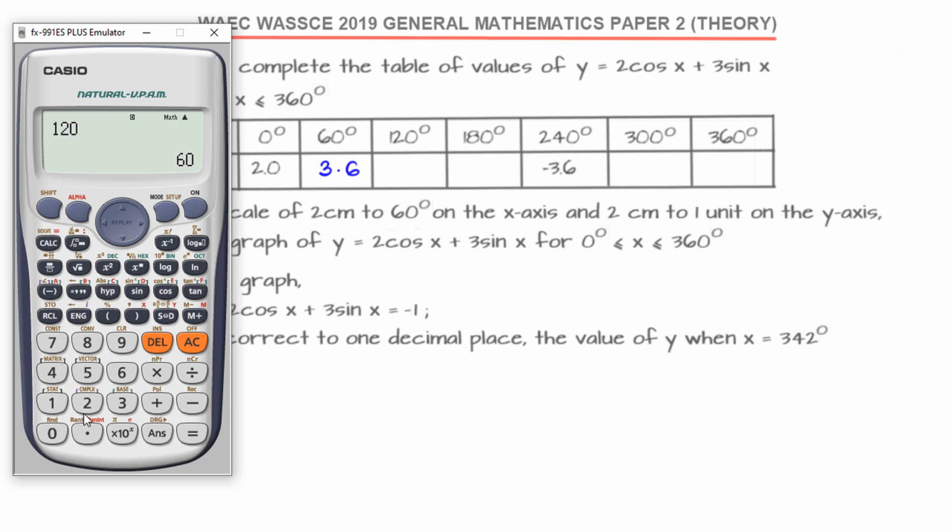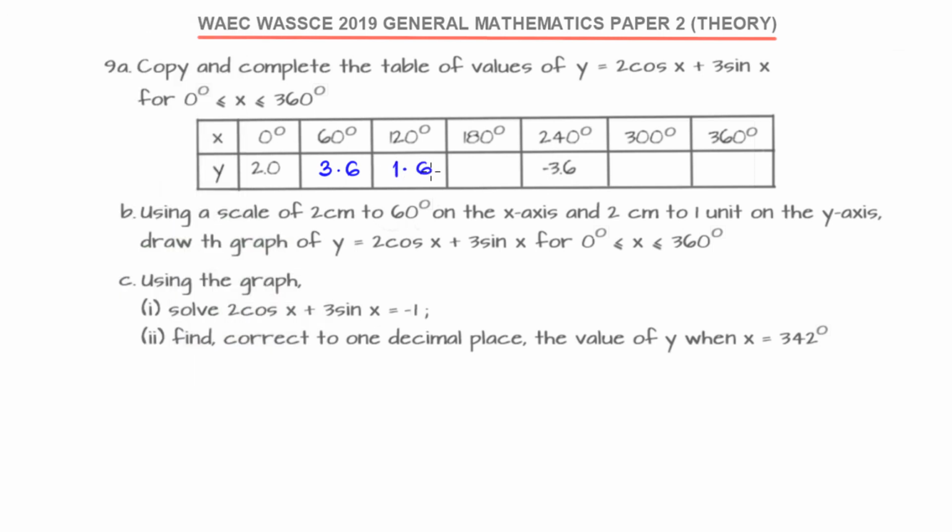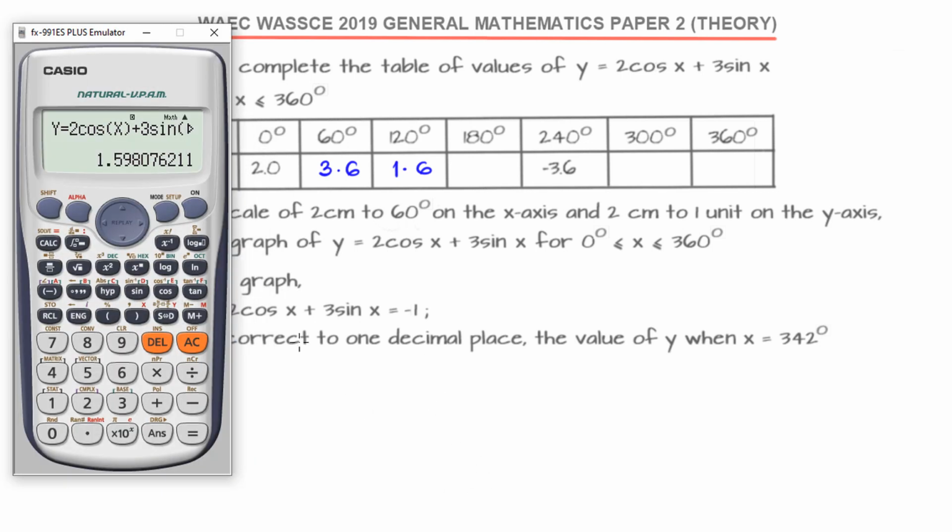Or when x is 120, put that in decimal, y will be 1.6. When we round up 1.598 to 1 decimal place, that will be 1.6. You can just continue like that, but as a rule of thumb, generally, I advise students that you don't need to be calculating piecewise like this. It is better for you to actually use the table.